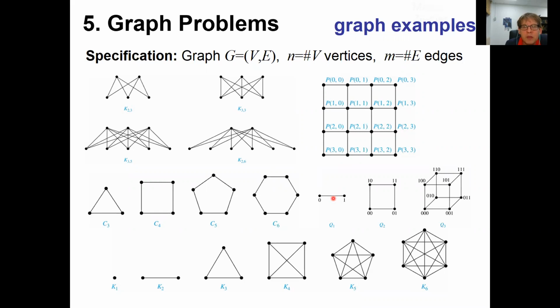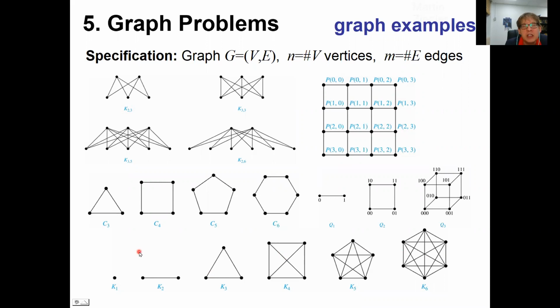So what you see on the bottom line are the complete graphs. Remember, a complete graph is a graph that has edges between any two vertices. So here K3 has 3 vertices, K4 has 4 vertices, K5 has 5 vertices, K6 has 6, and so on. And being a complete graph means that all possible edges are present. All edges that can be drawn between any two vertices are actually present, like here or here or here.